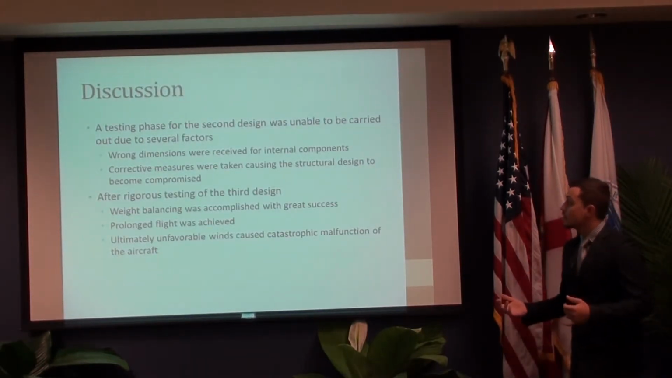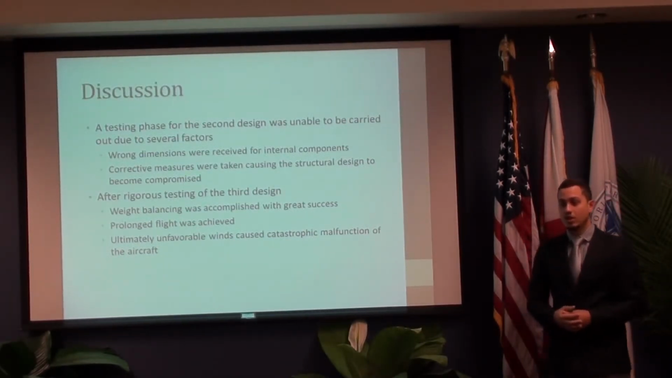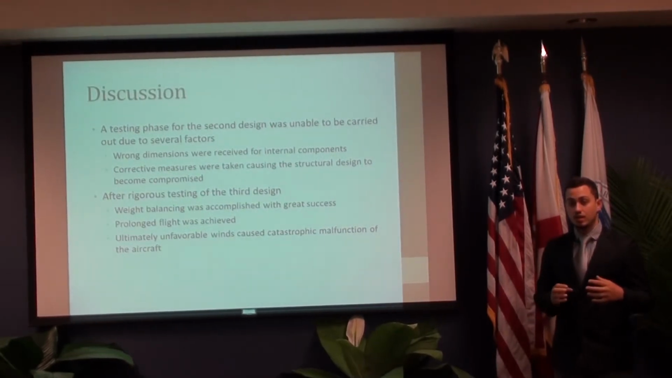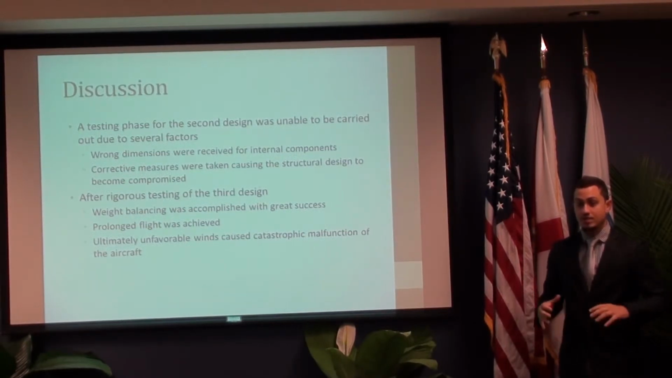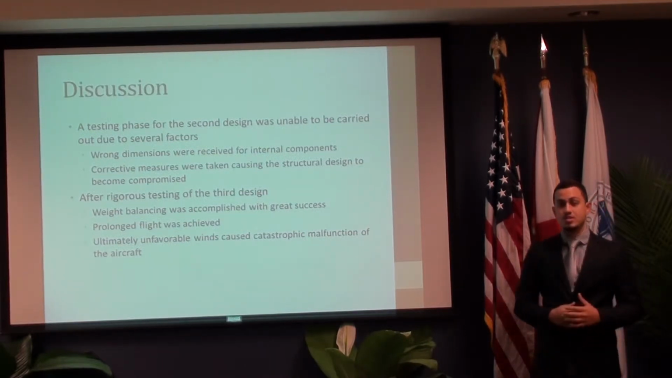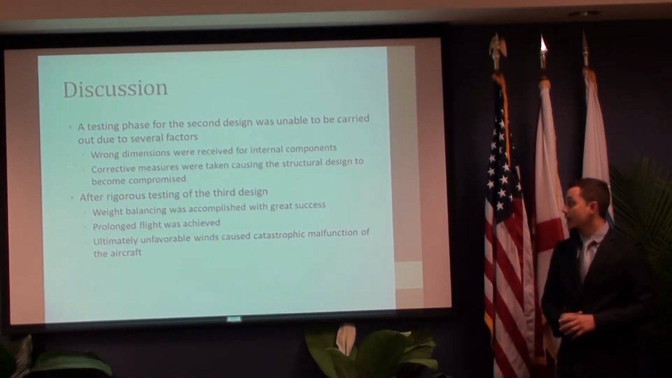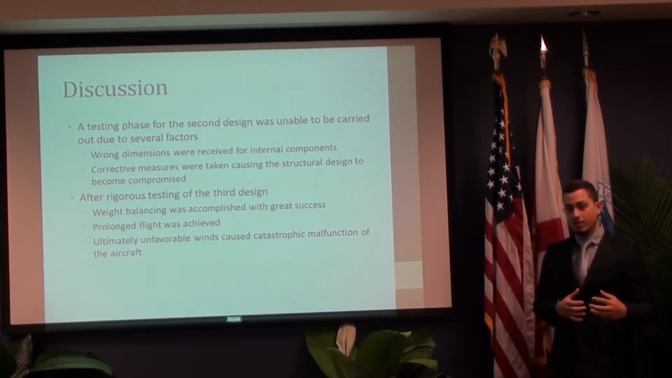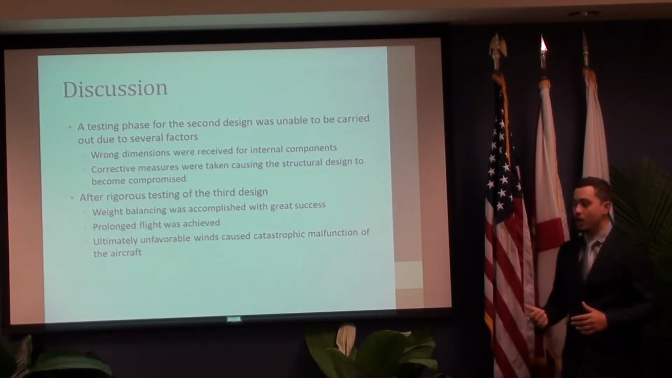The testing phase of the second design was unable to be carried out due to several issues that we ran into. We received initial dimensions for internal components from the electrical team of what was needed to be carried on the plane, and we designed our plane around those specifications. Unfortunately, a lot of those internal components had to be changed due to budget issues and electrical issues that they ran into, and that meant that we had to change the internals of the plane. That would have caused structural issues and would have compromised the plane during flight if we tried to fly it.